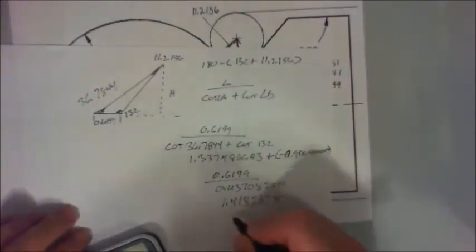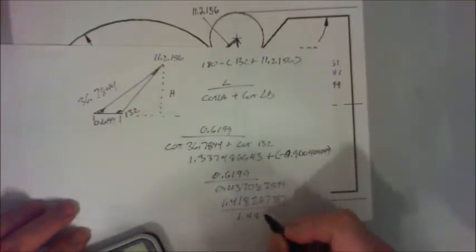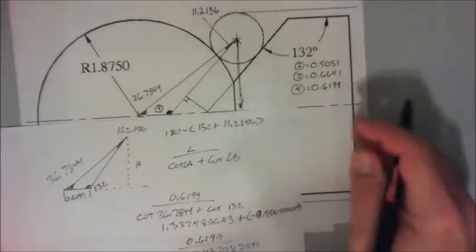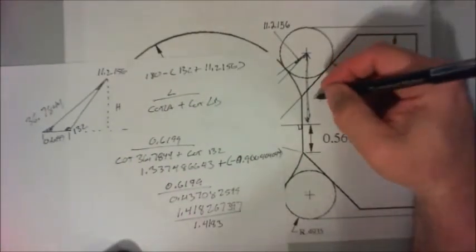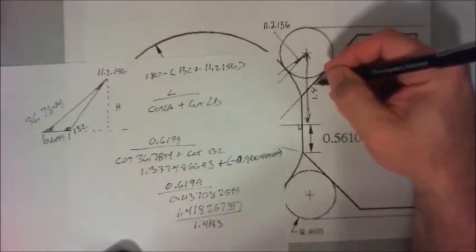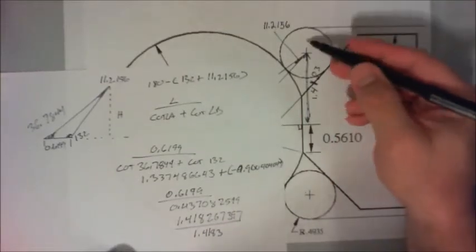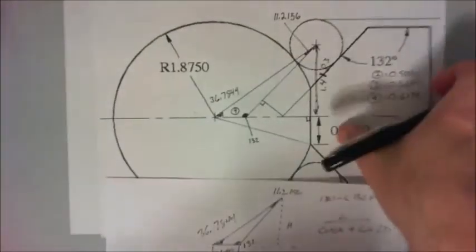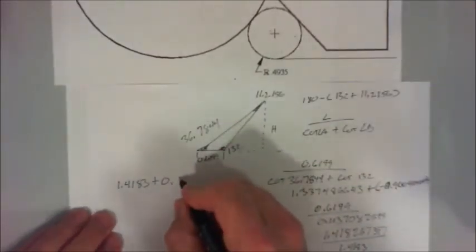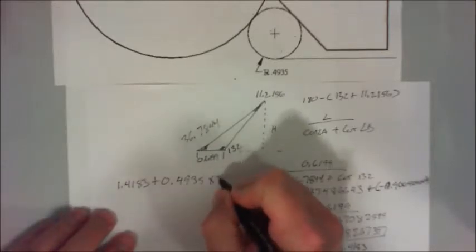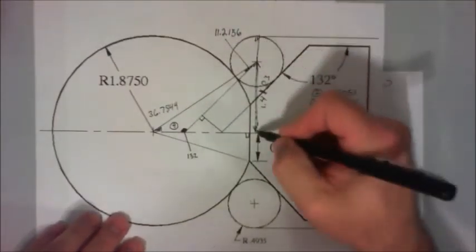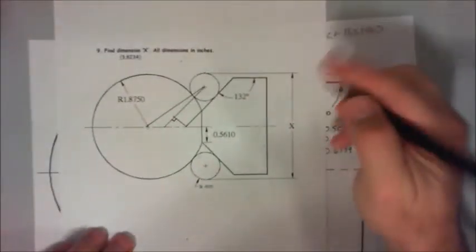Okay, so we have this number here, 1.418. We're going to say 1.4183, and we're going to leave it at that. Okay, where are we at here? This number here is 1.4183, plus, hang on, let's write it out. 1.4183 plus the radius, which is 0.4935, times 2. Because that's the distance from here to here plus this. And then this distance is twice the distance to come up with x.